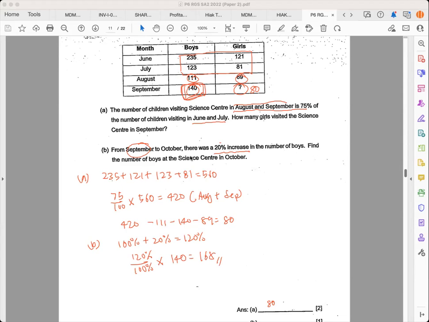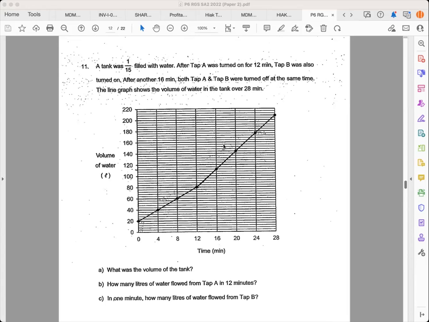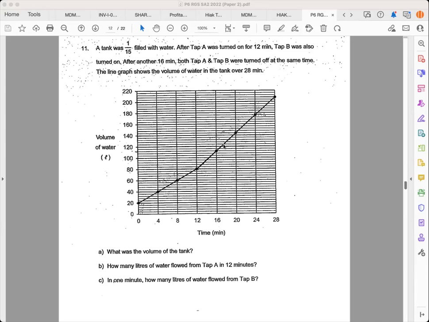Let's continue with question number 11. A tank was 1/15 filled with water. After tap A was turned on for 12 minutes, tap B was also turned on. After another 60 minutes, both tap A and B were turned off at the same time. The line graph shows the volume of water in the tank over 28 minutes.